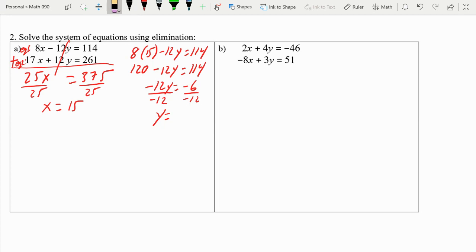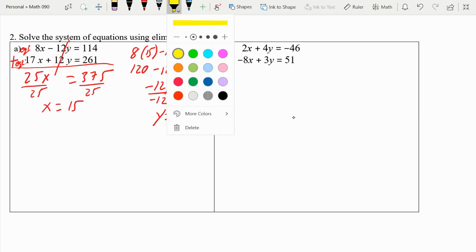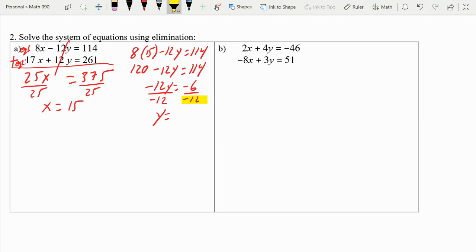You'll notice that the bigger number is on the bottom. Since the bigger number is on the bottom, it's going to stay a fraction. I can divide both of these by, in this case, negative 6. So we end up with 1/2. All right. So our solution is 15, 1/2. Or you could put 0.5. I really don't care.